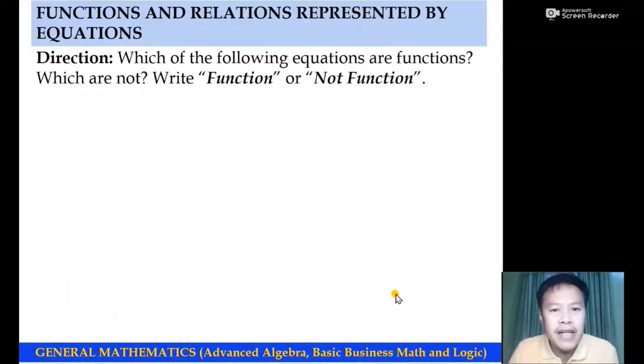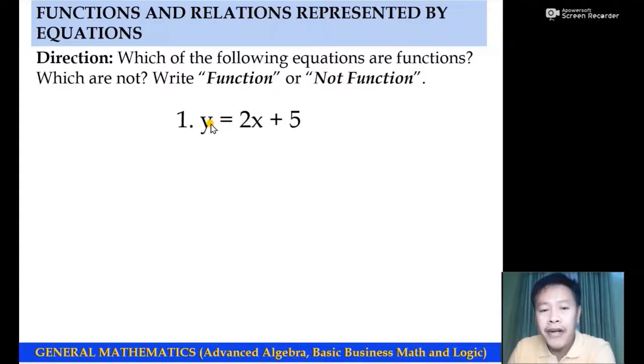We will proceed with functions and relations represented by equations. Which of the following equations are functions? Which are not? Right, function, or not function. Take note, the instruction is function or not function. Number 1, the first thing that you're going to do in order to identify whether a certain equation is a function or not function is only the exponent of y. If the exponent of y is odd, when you say odd, starting from 1, going to 3, 5, 7, etc., and that is a function.